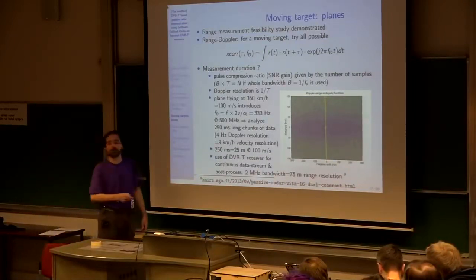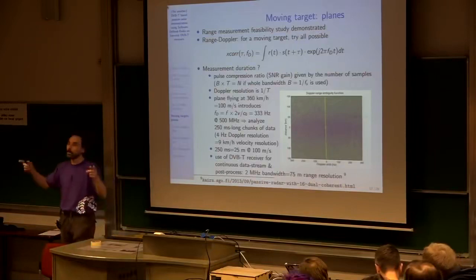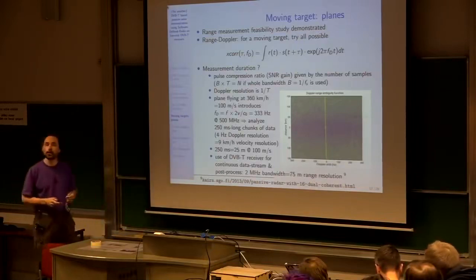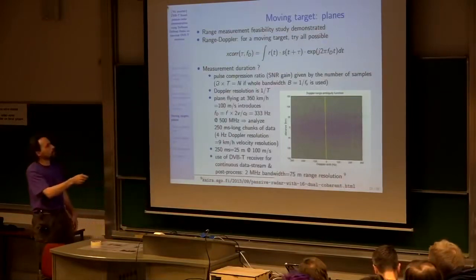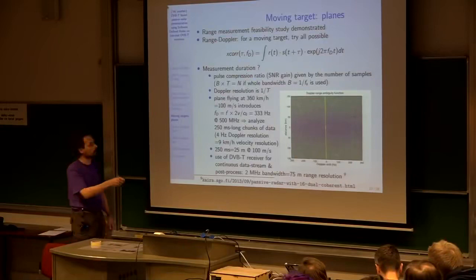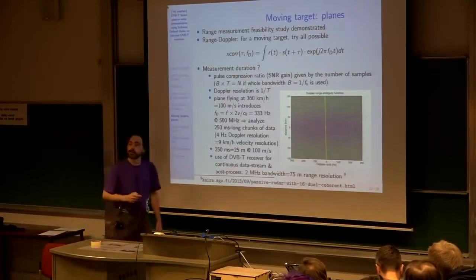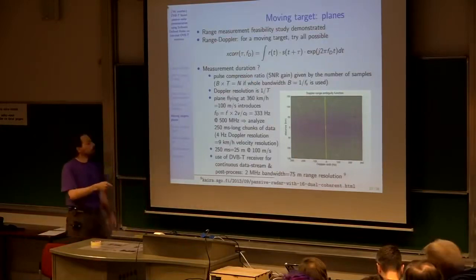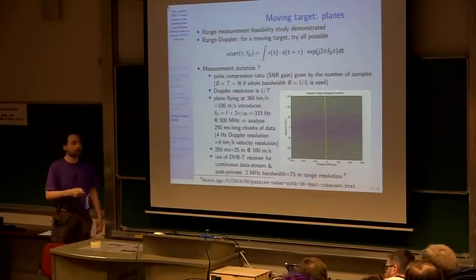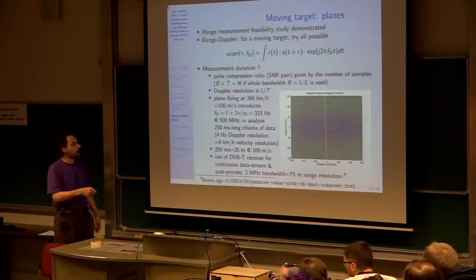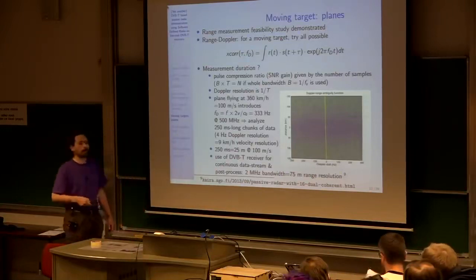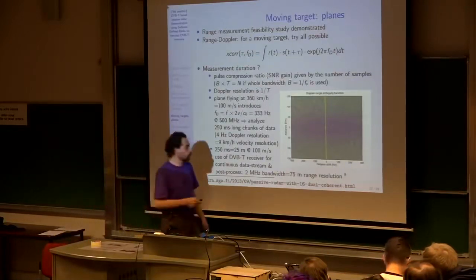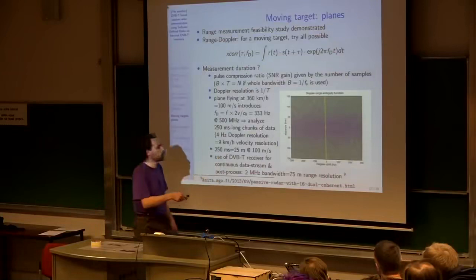We went for 250 millisecond long batches. The batch length will also define your signal-to-noise ratio, because it will define your compression capability. Compression BT, bandwidth times measurement time, is the number of samples. The number of samples tells you the signal-to-noise ratio improvement. So we go for 250 millisecond long batches, and in 250 milliseconds, a plane flying at 100 meters per second will move by about 25 meters, which is shorter than the range resolution. So we do not lose range resolution by doing this.